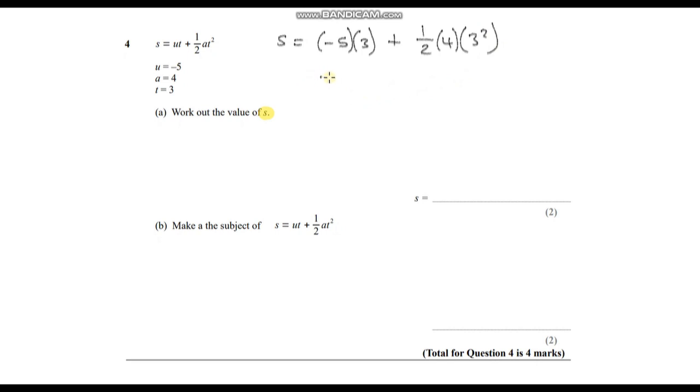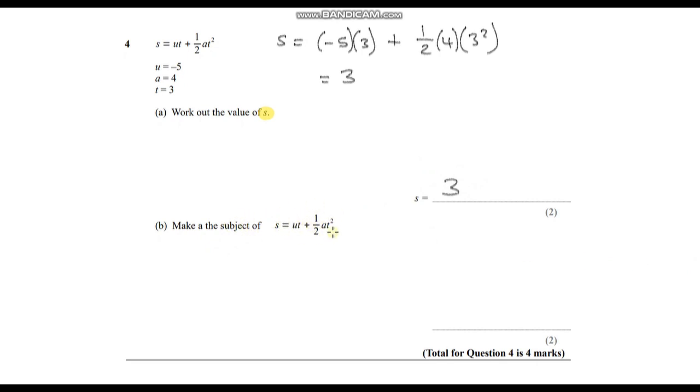And all we have to do is put this into a calculator. You could just work out what this is, but as we've got a calculator, let's just type it in. So -5 times 3, and then we're going to add on a half times 4 times 3 squared, and that gives us 3. So our answer, S equals 3. Okay, part B, make A the subject of this formula.